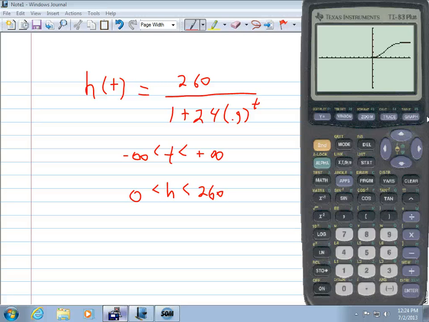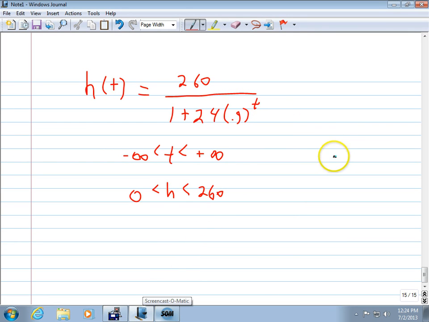But it still goes up to 260. So in terms of the context of the problem, where's my pointer? Okay. In terms of the context of the problem, I'm going to say that t is between 0, including 0, and whenever I stop the experiment, let's say 1,000 days. Okay? That's a closed interval. And h is between what and what?